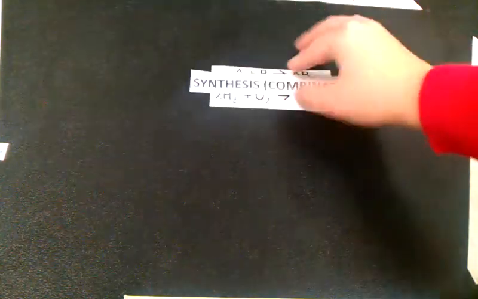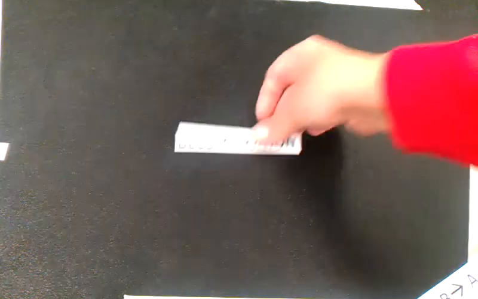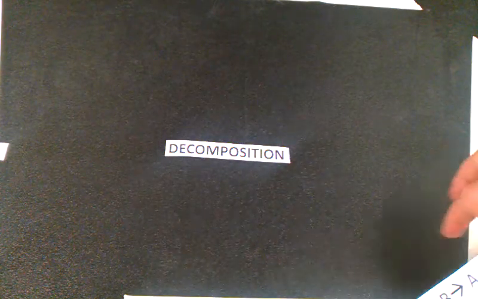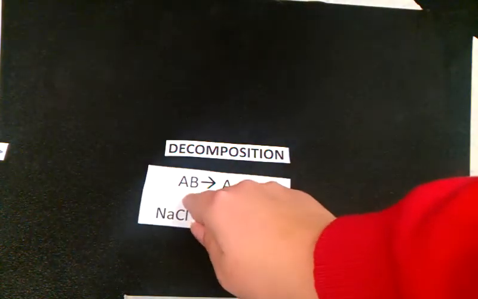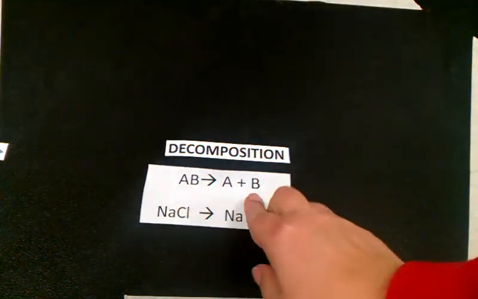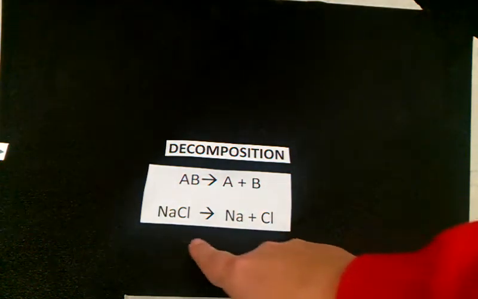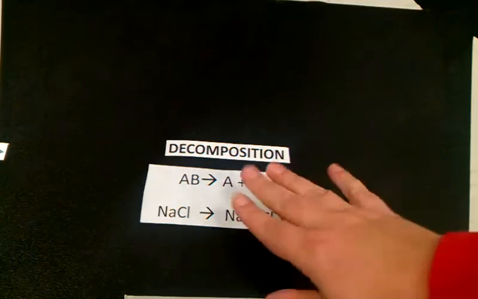We can also have the opposite of synthesis, which is decomposition, right? To decompose means to break down, and that's exactly what happens in a decomposition reaction. You start out with just one reactant, and you end up with two or more products. So here we've got sodium chloride, just one reactant, breaking up into sodium and chlorine. If you have more than two elements in your reactant, you might break it down into more than two things, right?